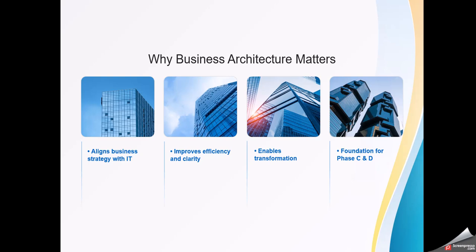It improves efficiency and clarity. So converting that abstract thing into a particular thing will give more clarity to the business requirement, and it will enable your transformation. So the enterprise architect will be aligning with the solution architects and he will explain everything like what is the business requirement and what we need to achieve. So it will enable the transformation from the clear abstracted document to an IT requirement. So it is the foundation for phase C and phase D as well.